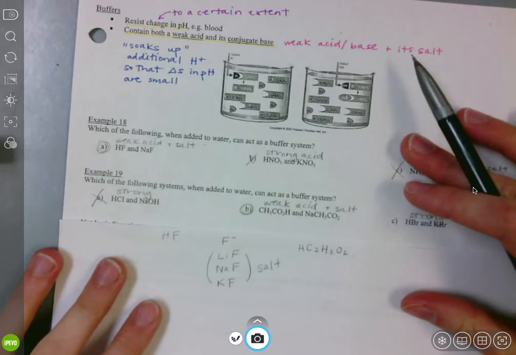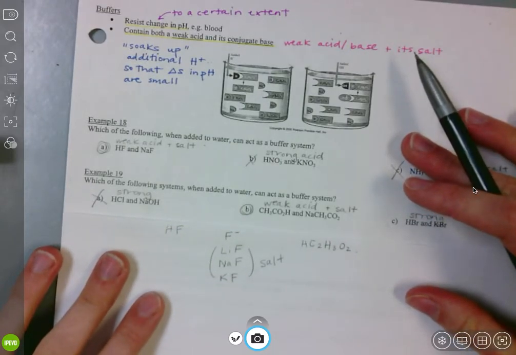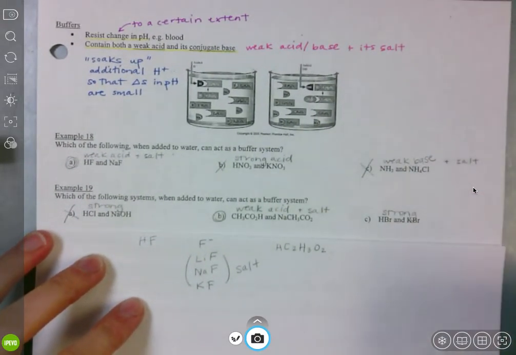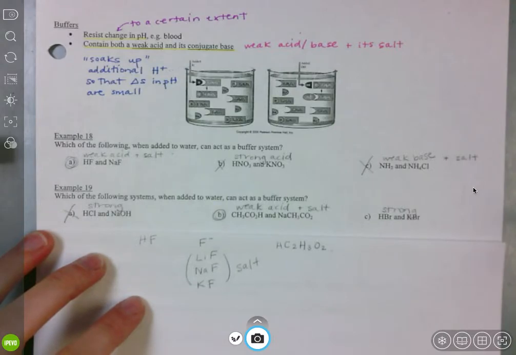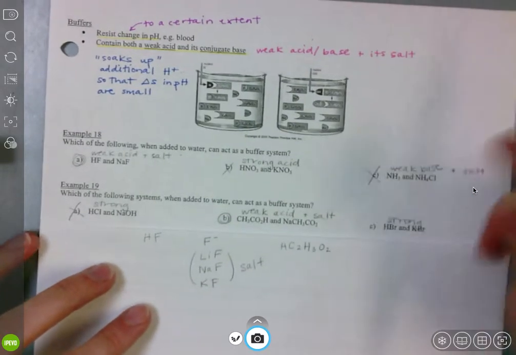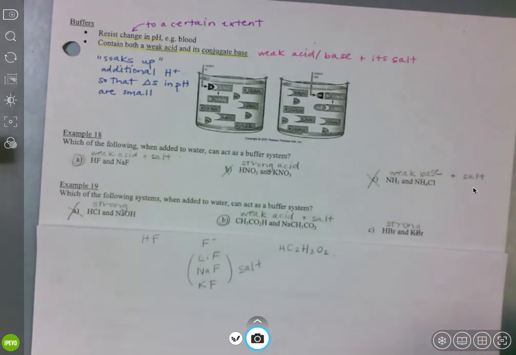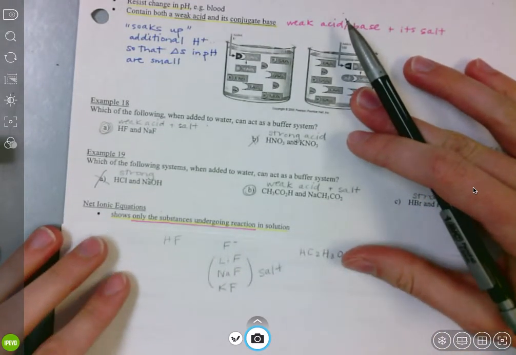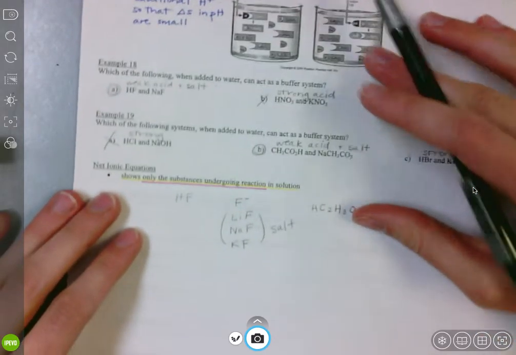So watch the blood buffer system video that is linked in Canvas to give you an analogy about buffers and to show you how important they are in our body to keeping us alive. Because your blood pH can act within such a small range. It's like 7.3 to 7.4. And if the pH of your blood goes out of that range, you will die. It will do damage to your organs, and you will die. So buffers are super, super important to keeping us alive. So watch that video.